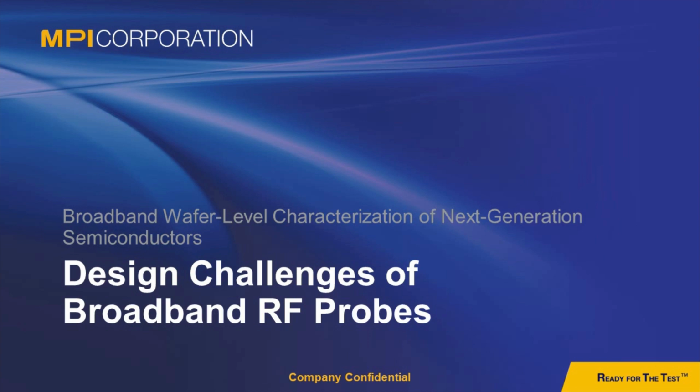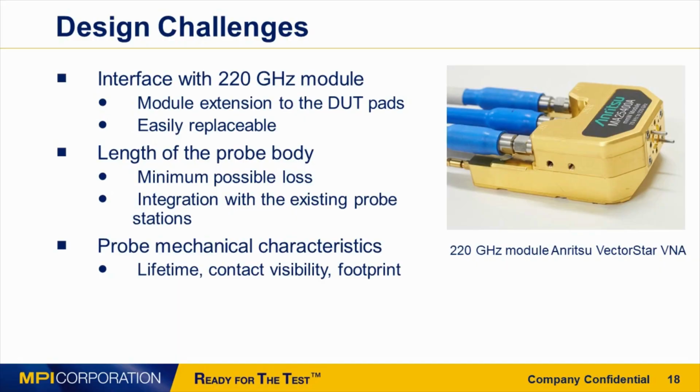And now let us have a closer look at the design challenges for broadband RF probes. Engineers have to overcome multiple challenges when designing the RF probes for such a system. The 220 GHz module could have a physical transition from the device under test pads that is integrated with the module circuitry. From the electrical perspective, this is possibly the best option, as it eliminates the physical connection between the RF probe and the module. However, such an approach seems to be not practical.